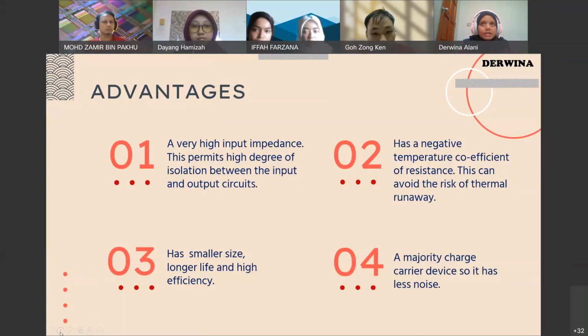Okay, other advantages that I've already said in the application. This is a more general advantage for JFET: JFET has a very high input impedance, which permits a high degree of isolation between the input and output circuits. It also has a negative temperature coefficient of resistance, which can avoid the risk of thermal runaway. JFET has a smaller size, longer life, and high efficiency, and it is also a majority charge carrier device, so it has less noise.